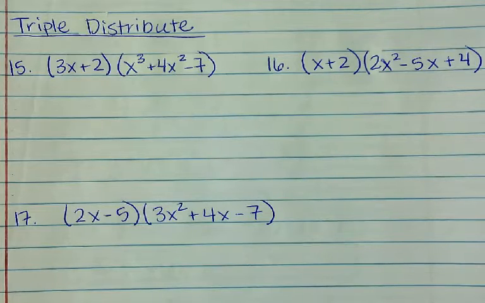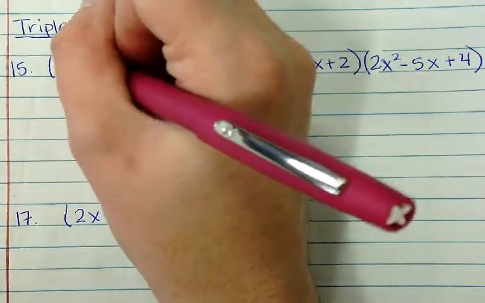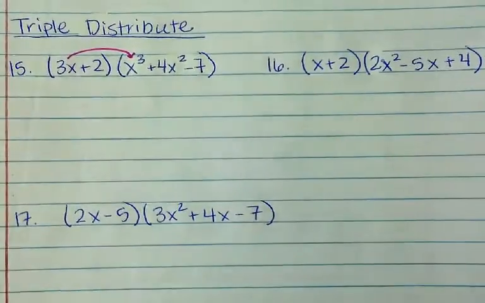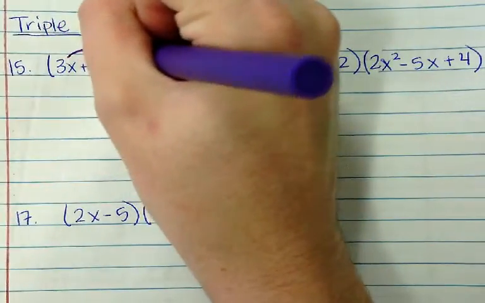All right, so here we are with our triple distribution. The biggest thing that we have to do is now we just do it 3 times instead of doing it 2 times. Does that make sense? So I take my 3x and I'm going to multiply it by my, I was going to do it with purple first. Look at me, I'm already screwing up. All right, 3x times x cubed is going to be 3x to the 4th. Are you guys comfortable with that? Okay?